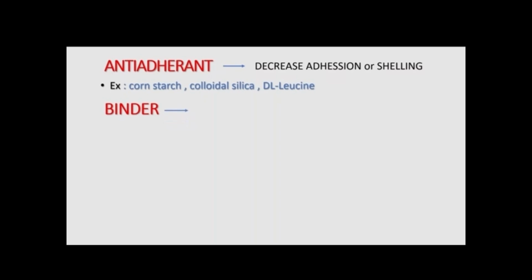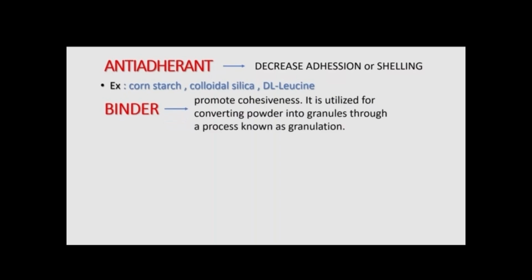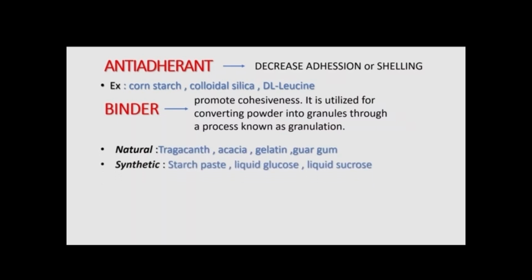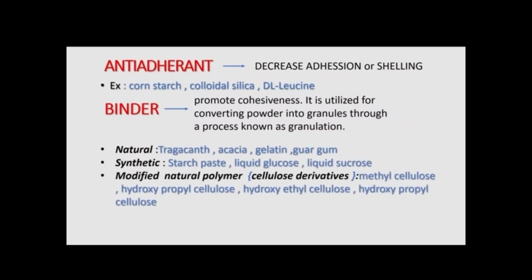Next, binder. Binder is used for promoting cohesiveness. It is used for converting powder to granules with the help of the granulation process. There are three types of binders: natural, synthetic, and modified. Natural is tragacanth, acacia, gelatin. Synthetic is totally man made, starch based, liquid glucose and liquid sucrose. Modified natural means they're semi-synthetic because we are taking the natural binders and converting them, deriving something from them. It's not totally man made, it's not totally natural.